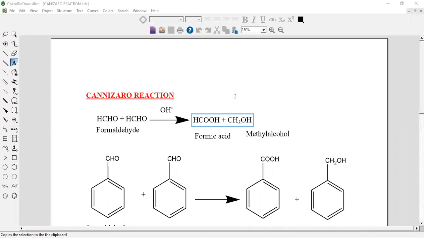Undergo self-redox reaction. This results in the formation of a carboxylic acid and an alcohol.